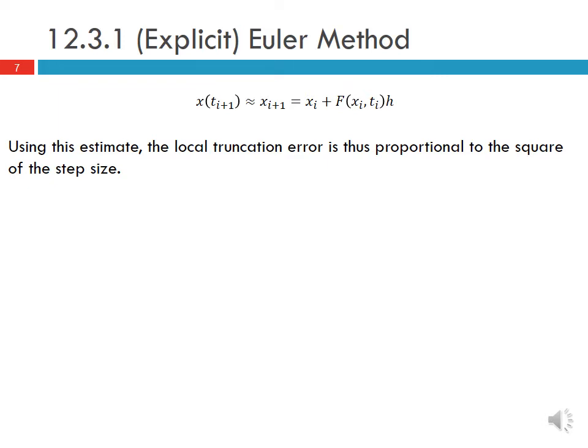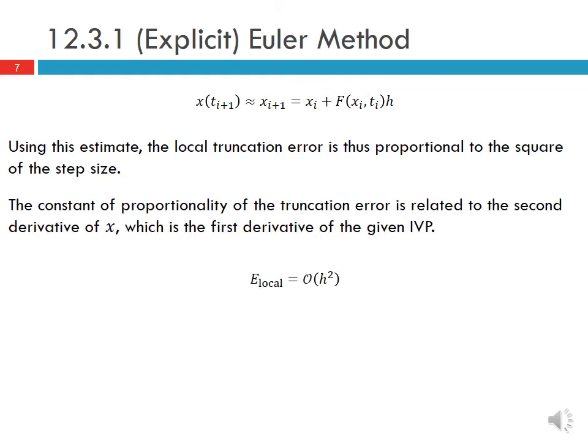So using this estimate, the local truncation error is proportional to the square of the step size. Because if you recall, when we looked at the Taylor expansion, we had an order h squared term following this. So the constant of proportionality of the truncation error is related to the second derivative of x, which is the first derivative of the given IVP. So our local error is order h squared.